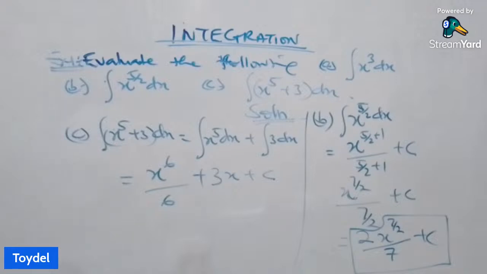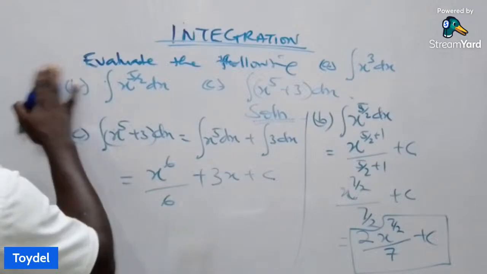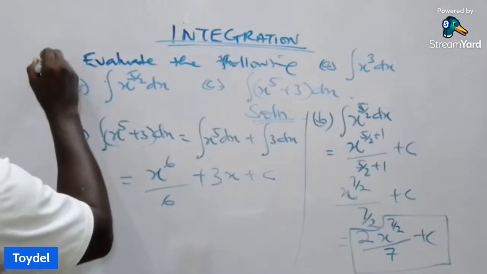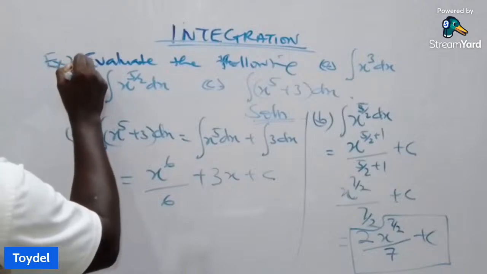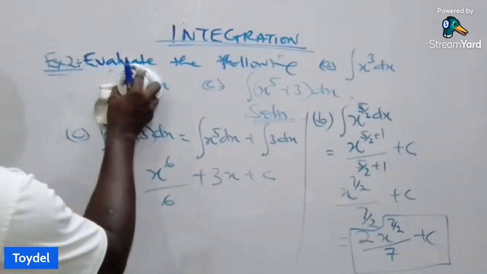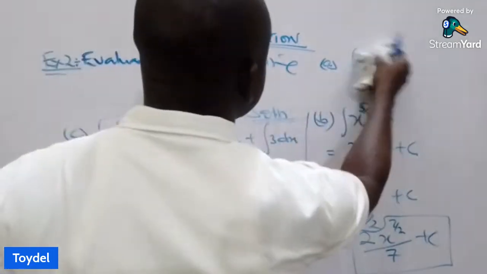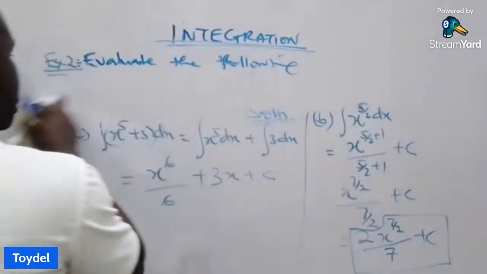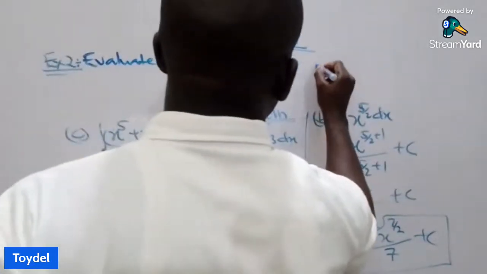So under indefinite integral, you should take note that we must put arbitrary constants. It is compulsory to put arbitrary constants when you are integrating indefinite integral. So let's take another example, example 2.